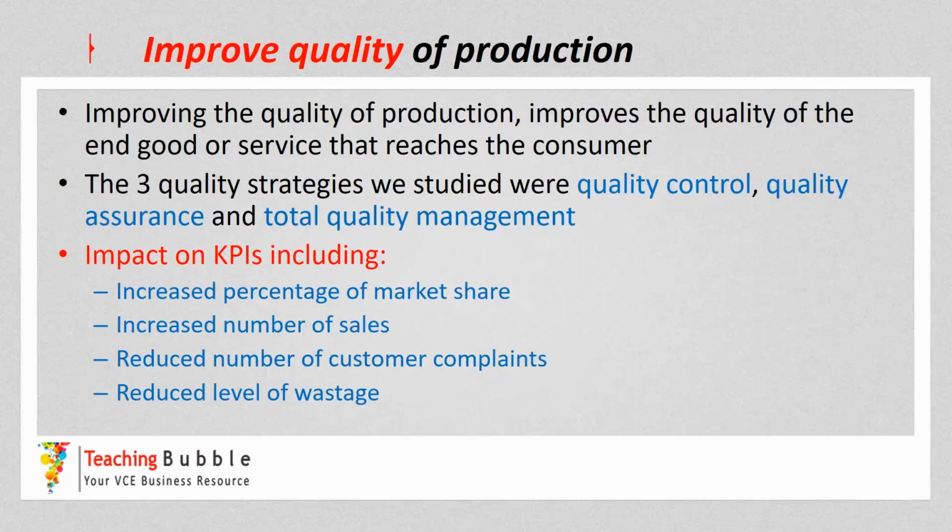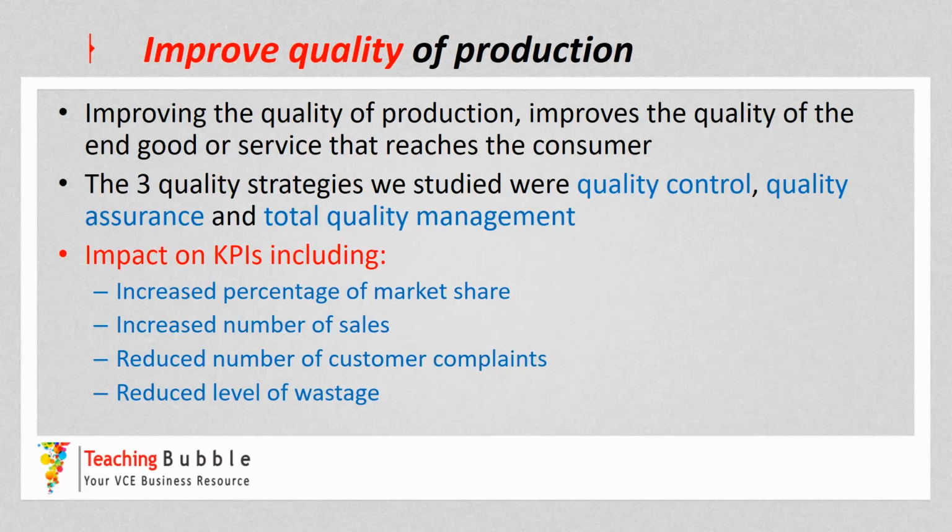The next management strategy is improving quality of production. So improving the quality of production improves the quality of the end good or service that reaches the consumer. Now just think back to Unit 3 where we looked at 3 different quality strategies. They were quality control, quality assurance, and total quality management. So just think implementing any or multiple of those particular strategies is going to improve the end quality of the product.